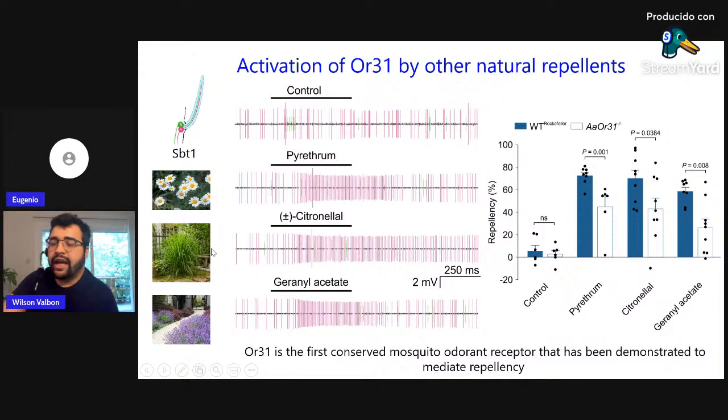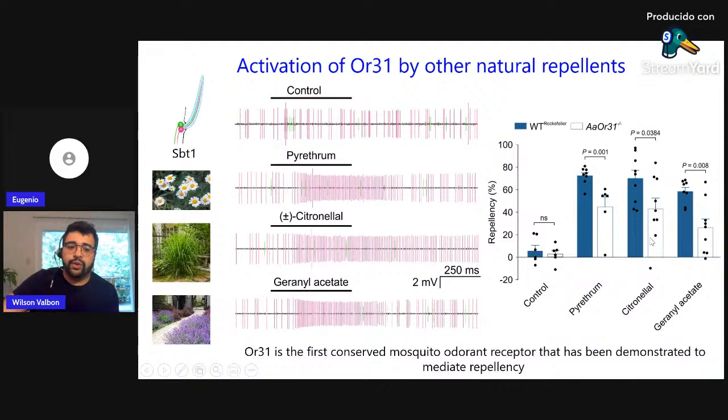We can also buy candles. I have a candle in my backyard that, when you use it, will release this citronellol smell and the mosquito will run away. And they also have geranyl acetate, another natural compound. So yes, OR31 is activated by these two compounds as well. This is very interesting, because for the repellency, here the control, here the pyrethrum, was reduced in OR31 mutant mosquitoes, and it also was reduced for citronellol and geranyl acetate.